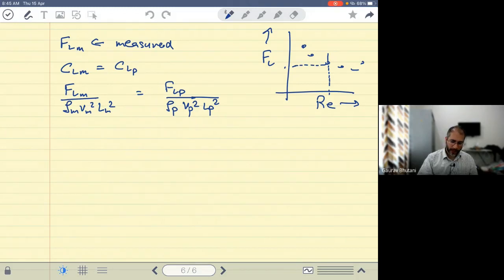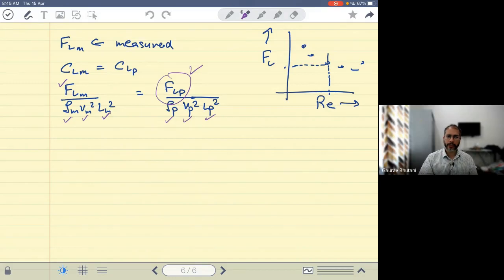Okay. So from this, since we know the model lift force, which we have already measured in the experiment in the lab, and the density of the material for the experiment is known, Lm is Lp by 100. Vm is something that we calculated based on equating Reynolds number, and rho p, Vp, and Lp are also known. So from this, we can now calculate our force on the actual full-scale wing.